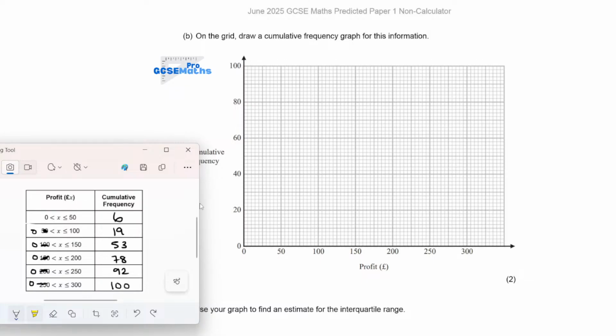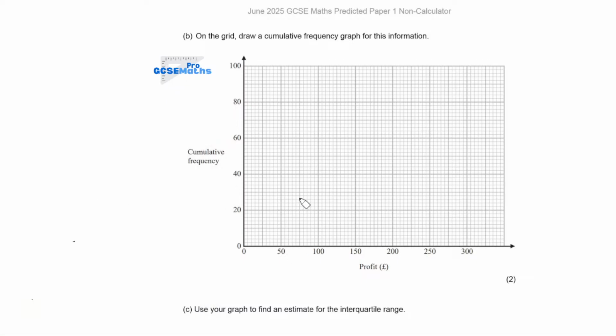So what you actually have to remember with this one is because it's a range, you are plotting the right hand side for the x. So where it says 50, that's where I'm going to plot on my graph. So 50 and then 6. Just be careful of all the scales. Okay, 50 and then 6.